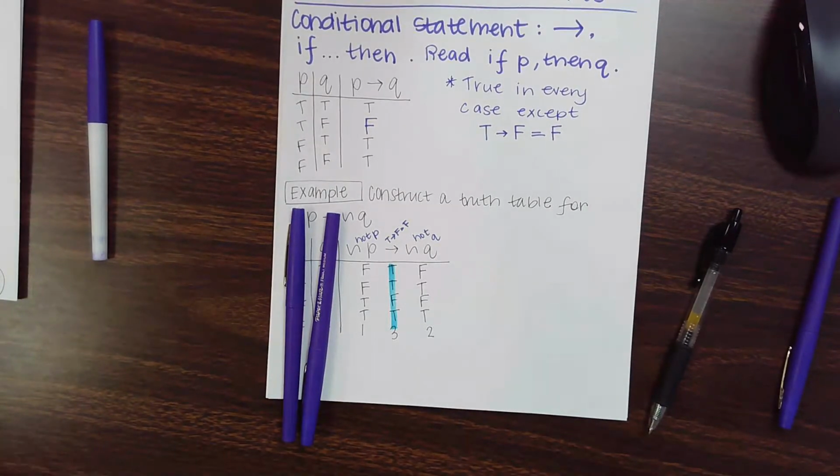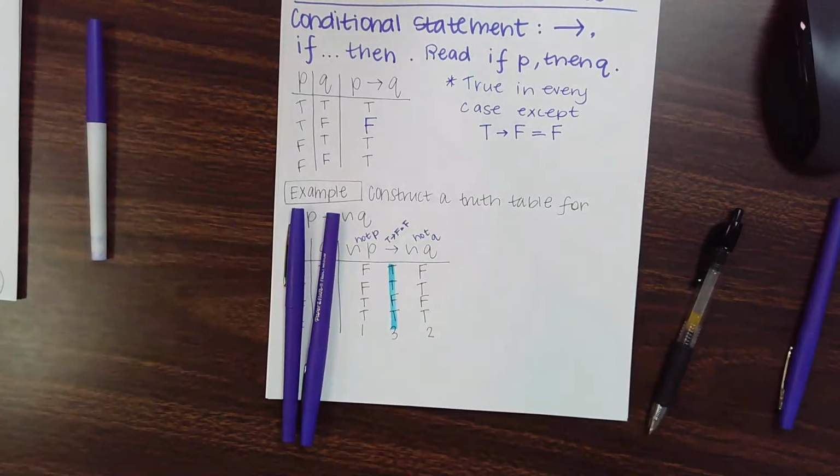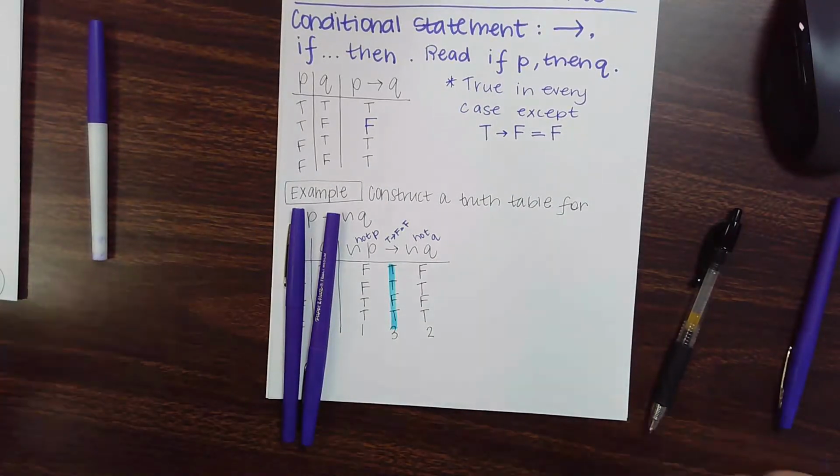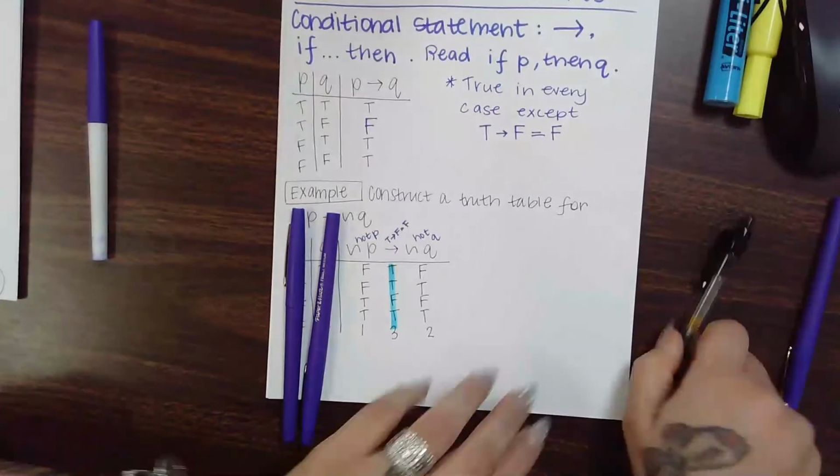TTFT is the truth value, or like the answer for this statement. Not P, then not Q. Okay? Okay, awesome. Let's move on.